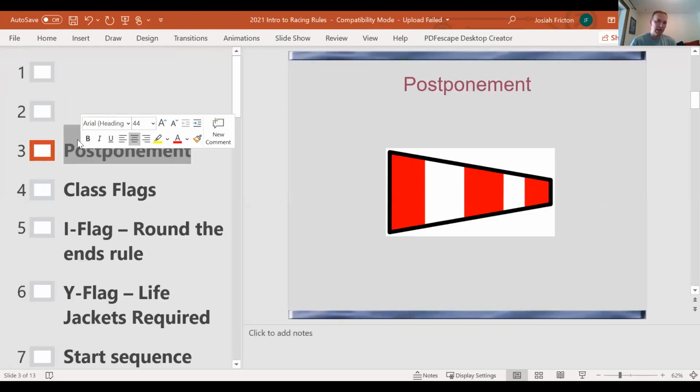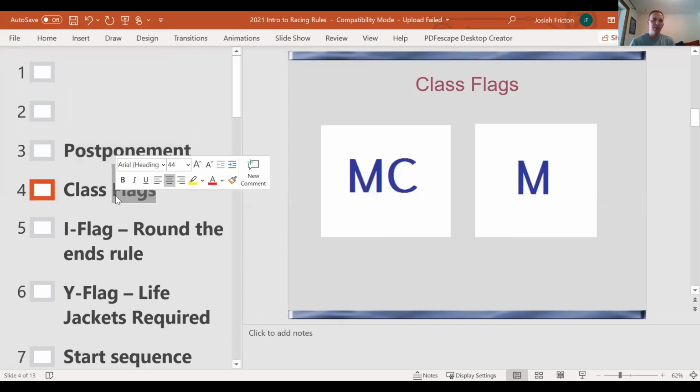So these are just a quick introduction to our flag systems that we see typically out there. This is the postponement flag that you'll see. This means that we're not going to start the race while this flag is up. We have a class flag. We have the MC class flag and an M class flag.